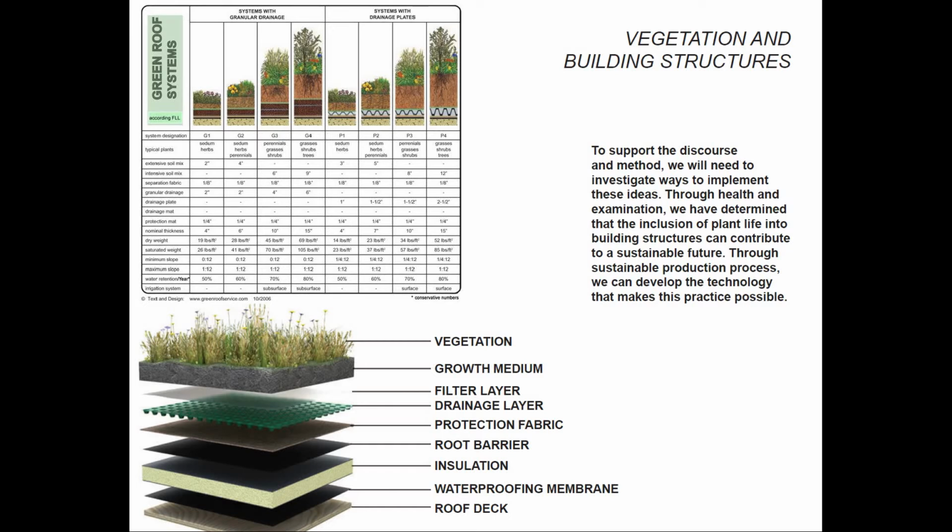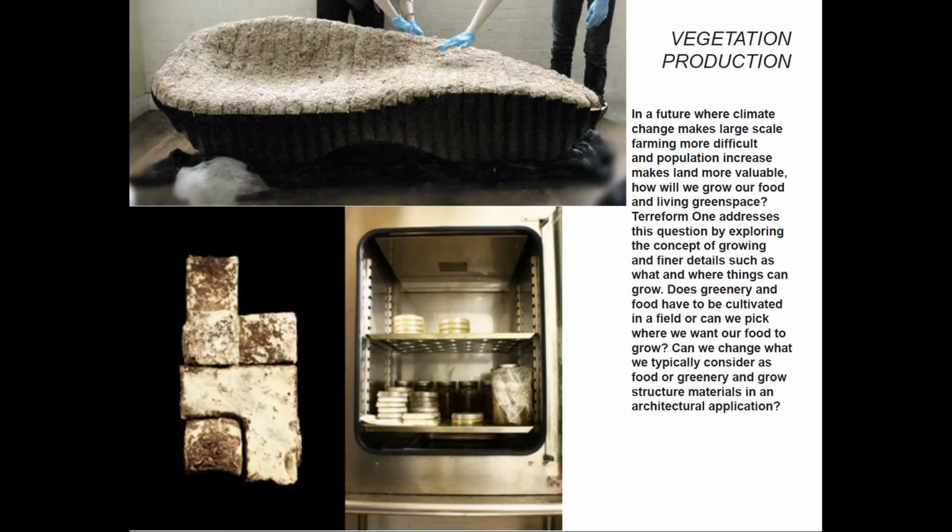To support the discourse and method, we need to investigate ways to implement these ideas. We have determined that the inclusion of plant life into building structures can contribute to a sustainable future. Through sustainable production processes, we can develop the technology that makes this practice possible. As a discourse of health, ideas of growth and living homes are examined by Terraform 1 through the investigation of new materials and ways to grow them, as well as its application of these materials into a housing unit.